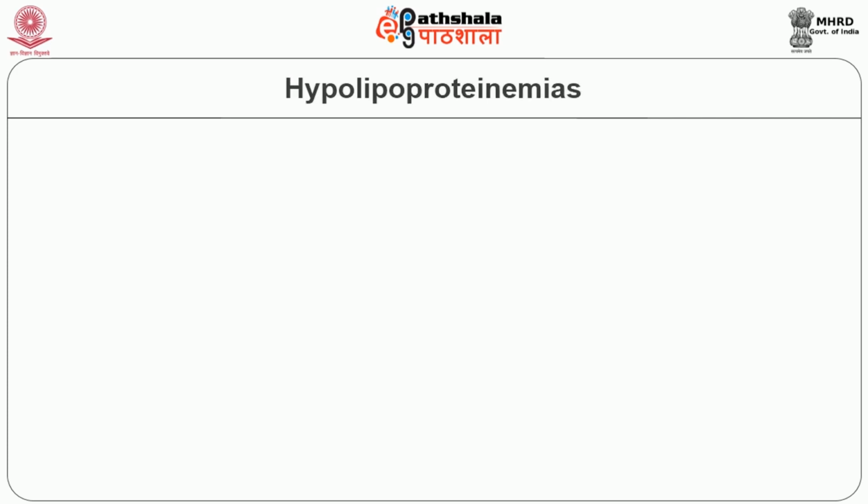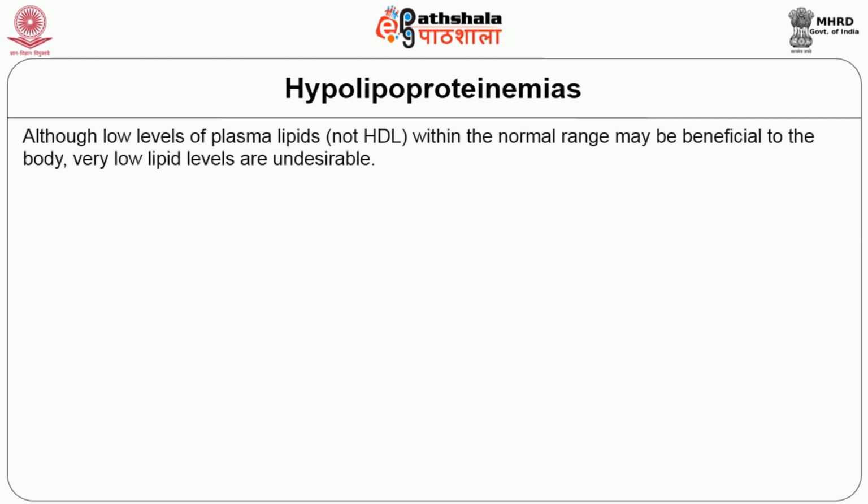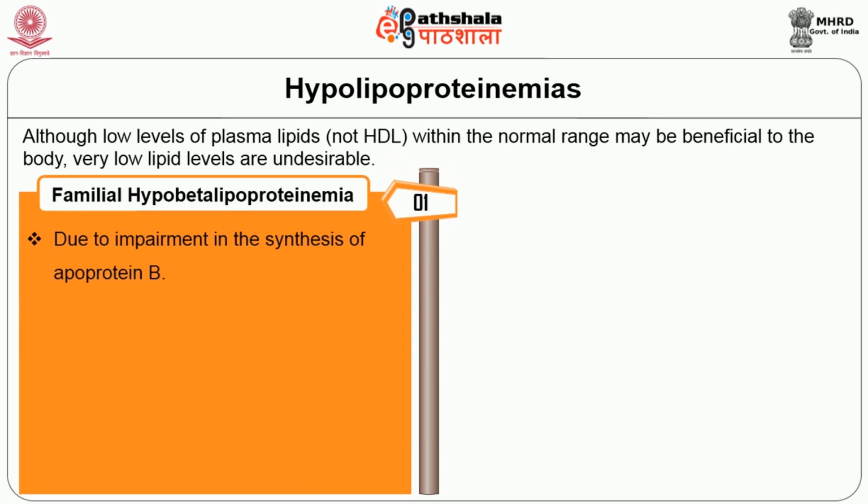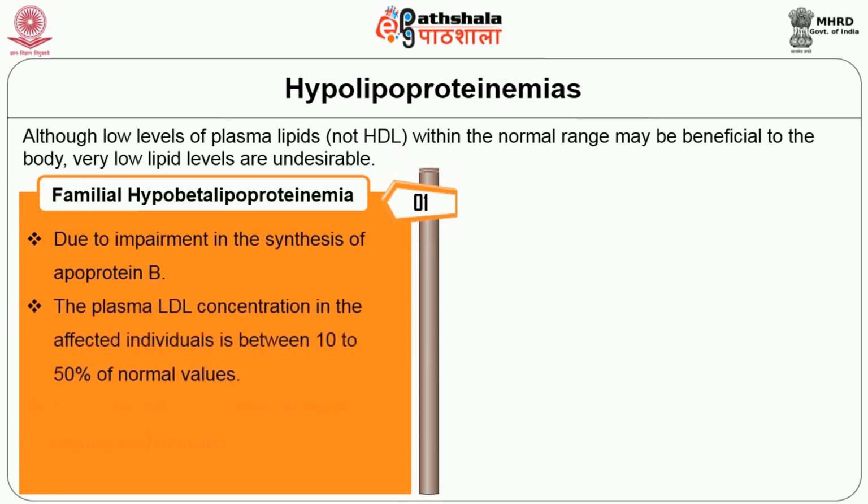Hyperlipoproteinemias. What are these? Although low levels of plasma lipids, not the high density lipoprotein, within the normal range may be beneficial to the body, very low lipid levels are undesirable, and these are commonly associated with certain abnormalities. The first type is familial hypo-beta-lipoproteinemia. It's an inherited disorder, probably due to impairment in the synthesis of apoprotein B. The plasma LDL concentration in the affected individual is between 10 to 50% of normal values. This disorder is harmless and the individuals have a healthy and long life too.